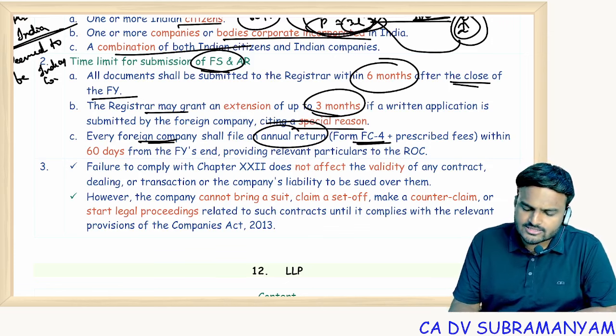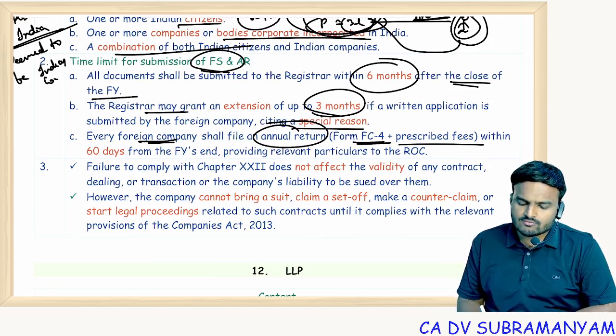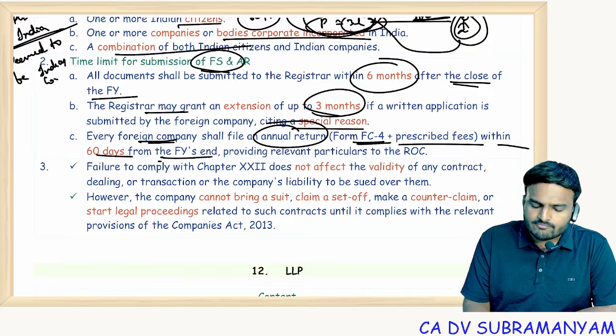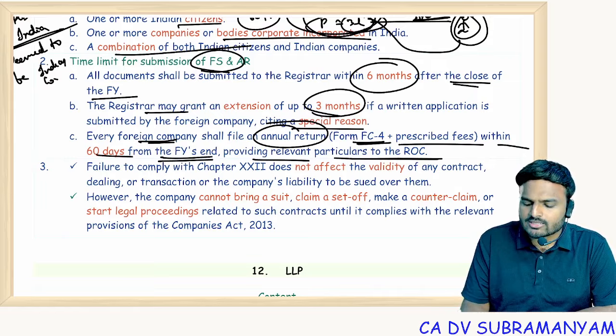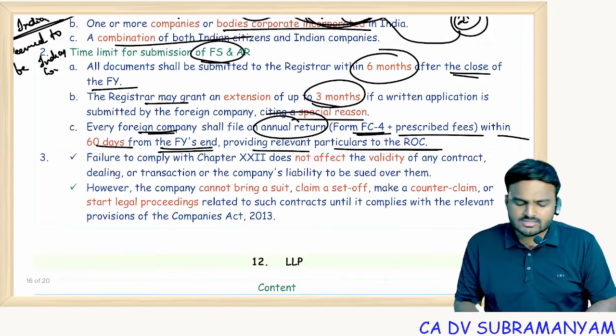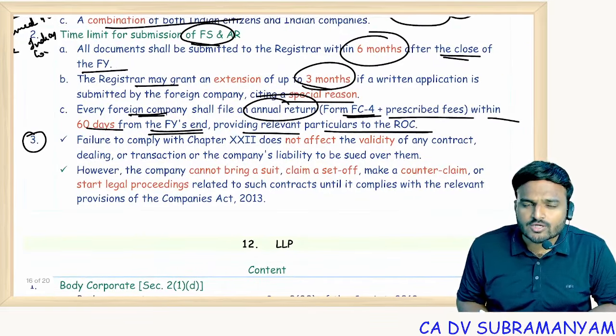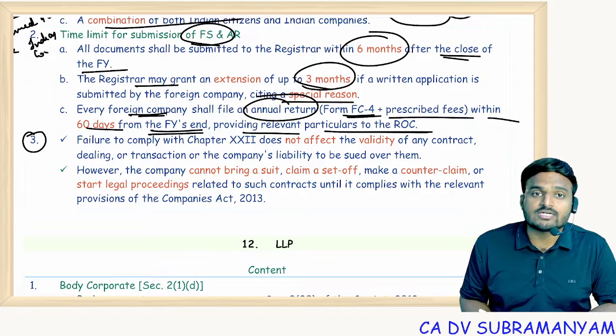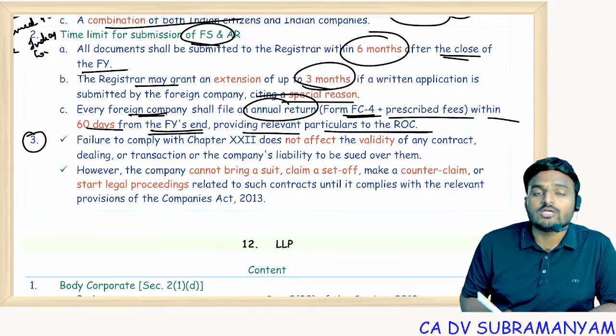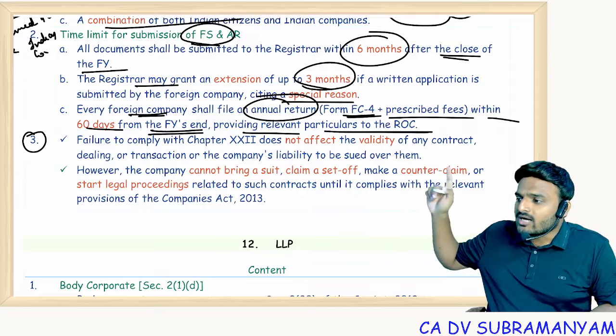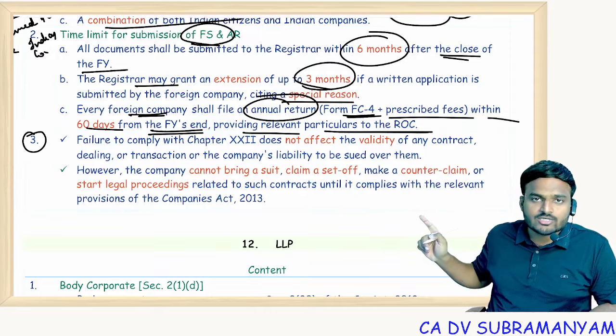FC3 is for financial statements. FC4 is for annual returns within 60 days from financial year end, providing relevant particulars to the ROC. And this is also another important point. In case of non-registration of partnership firm, whatever disabilities an unregistered partnership firm will have, same disabilities you will find in an unregistered foreign company also.